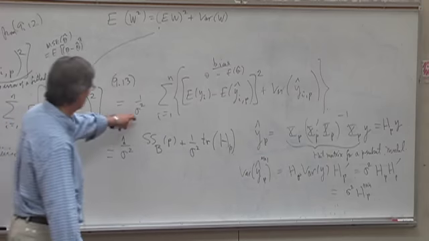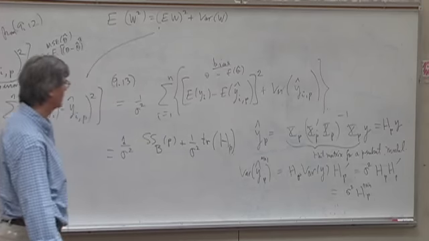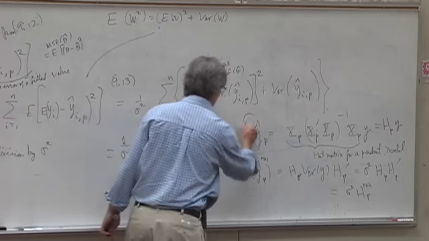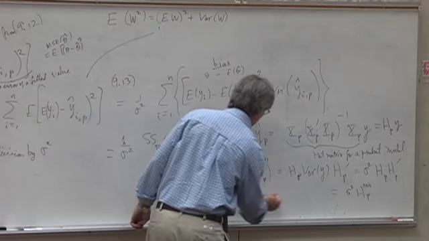The 1 over sigma squared just comes in from this definition here. And that's the variance term. So those are the two terms.